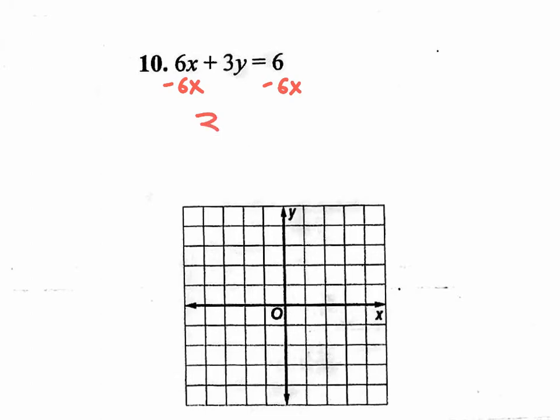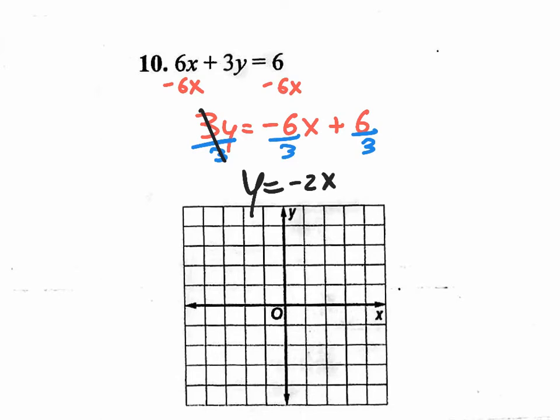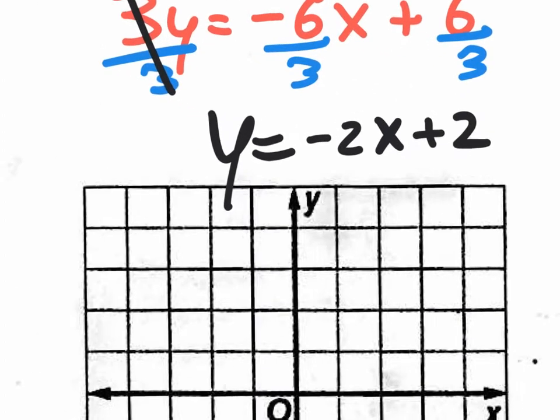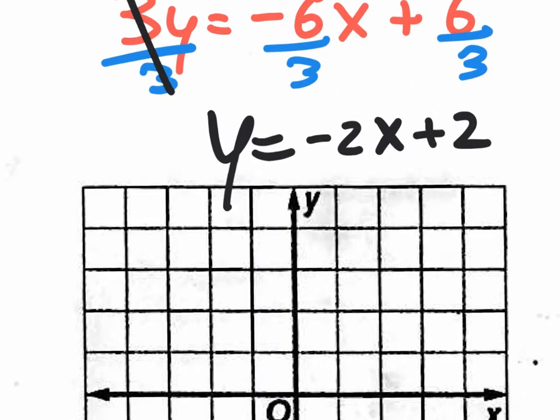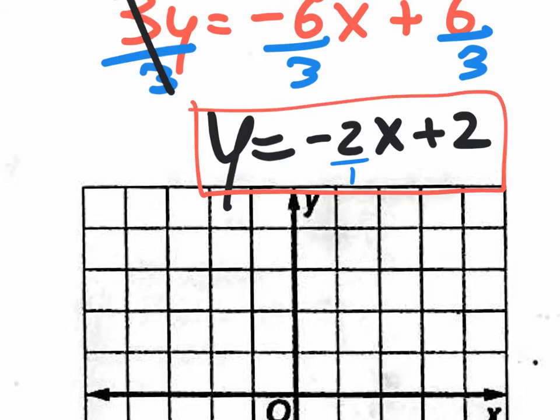-6x, -6x. We're going to have 3y equals -6x plus 6. Final step, divide by 3, divide by 3, divide by 3. You're going to have y equals -6/3 is -2 with an x, plus 6/3, that's +2. Now, for the sake of seeing the rise over run, I'm going to actually write this as -2/1, okay? And I'm going to use this new slope-intercept form equation to graph it.